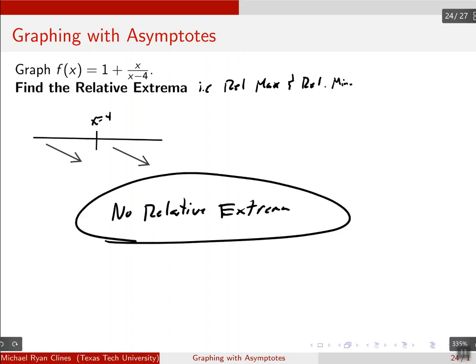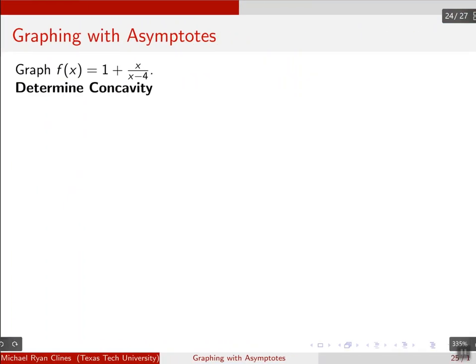This is what we call boring. But no, it's not. It's actually quite fascinating. The idea that there are no relative maximums and no relative minimums, but it still has a discontinuity at x is equal to 4. That's quite fascinating. So there are no relative extrema for this problem. All right? But that does not mean we're done. Now it's time for concavity.